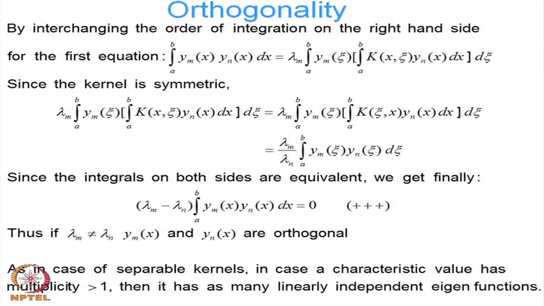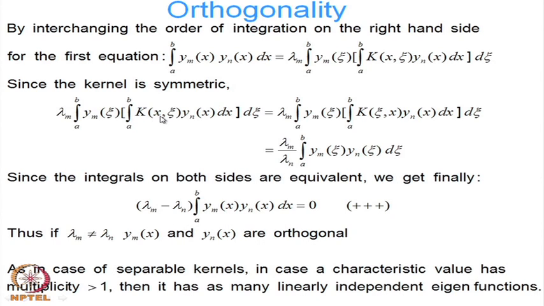If k of x and xi was something like x cube xi plus xi x cube plus xi square x plus xi x square, terms like that, which were not symmetric in x and xi, I could not have done that. Because I am assuming that it is symmetric in x and xi, I can write k of x xi is equal to k of xi x. And now that I have done that, it is in the form of my homogeneous integral equation, Fredholm integral equation of the second kind.